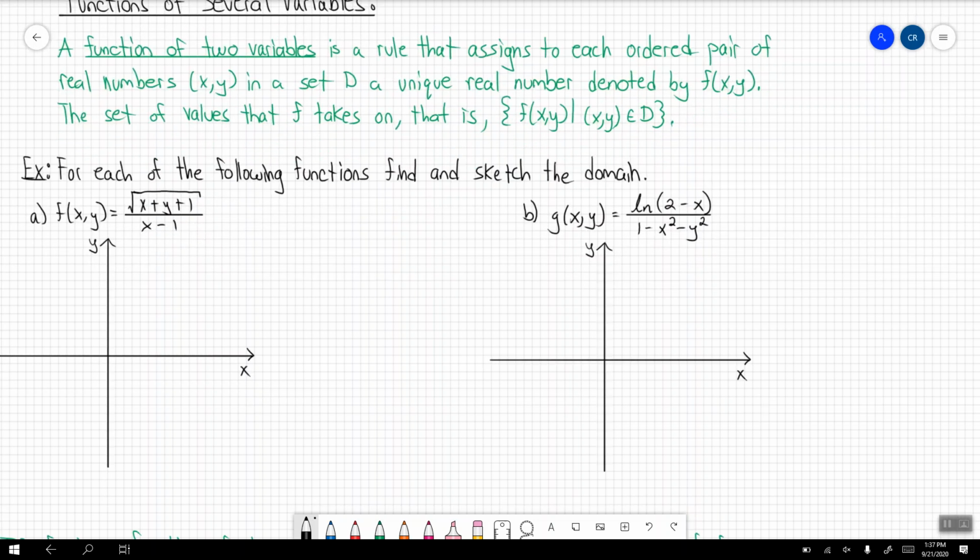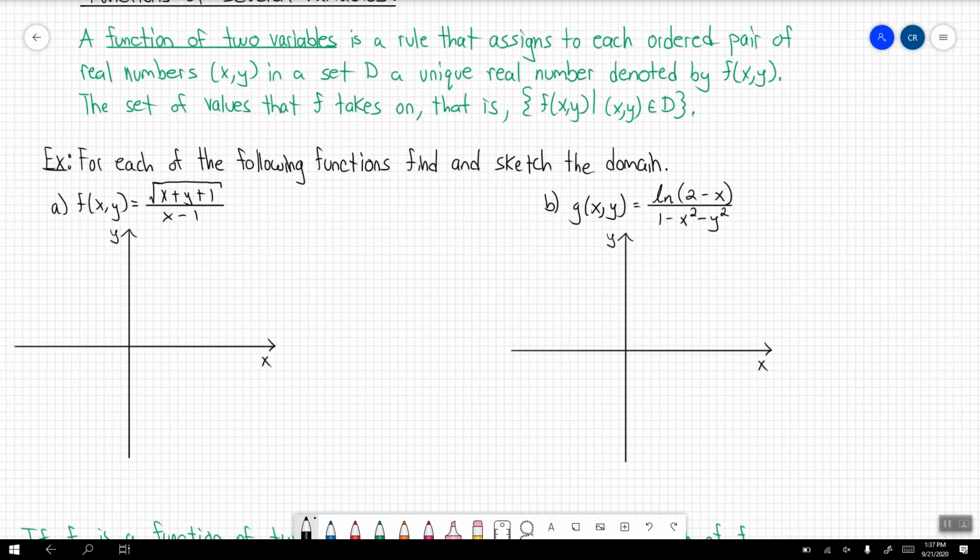So on your screen here, I have two examples. It says that for each of the following functions, we want to find and sketch the domain. Finding the domain for these functions of several variables, we're still going to go through the exact same process that we did before this class.